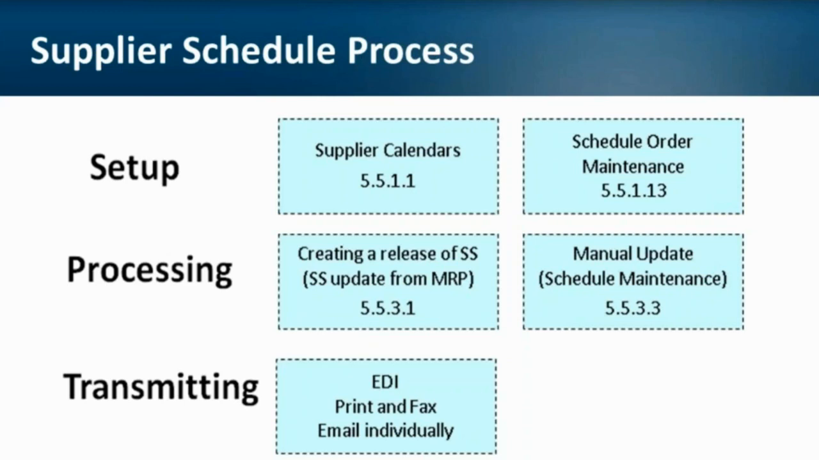And then manually you can update or fine-tune the schedule using the 5.5.3.3 function where needed. And the last step would be to actually send the latest supplier schedule release to your supplier or a range of suppliers. In other words, we physically need to let our suppliers know what items, in which quantities, on which dates we expect shipments from them.